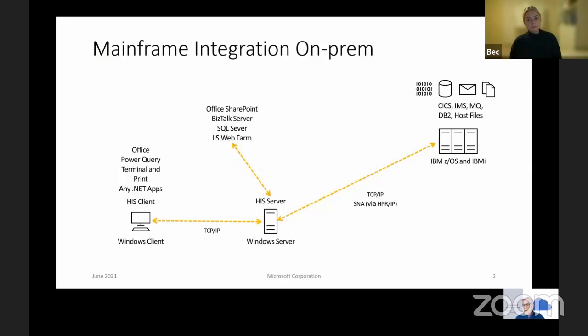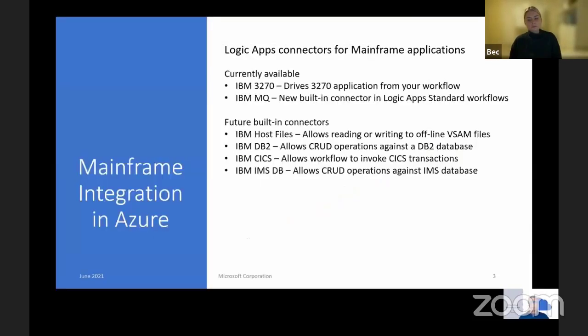But more and more, customers are wanting to take advantage of the cloud to be able to create serverless cloud solutions. To aid this transition, our team is working to bring the technology in HIS to Azure in the form of Logic Apps connectors. Today we have 2 new connectors targeting IBM integration. Earlier this year, we GA'd our IBM 3270 connector, which can drive 3270 applications from your workflow. Logic Apps Standard now includes a built-in MQ connector that fills many of the gaps of existing MQ connectors.